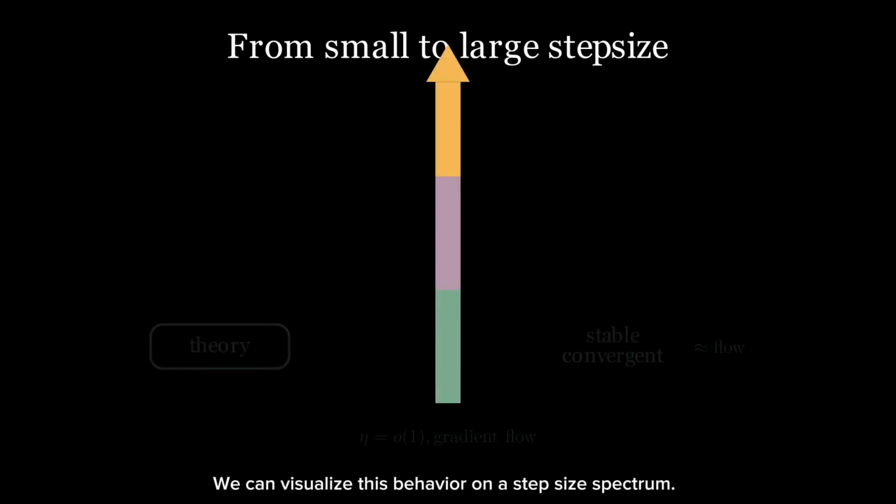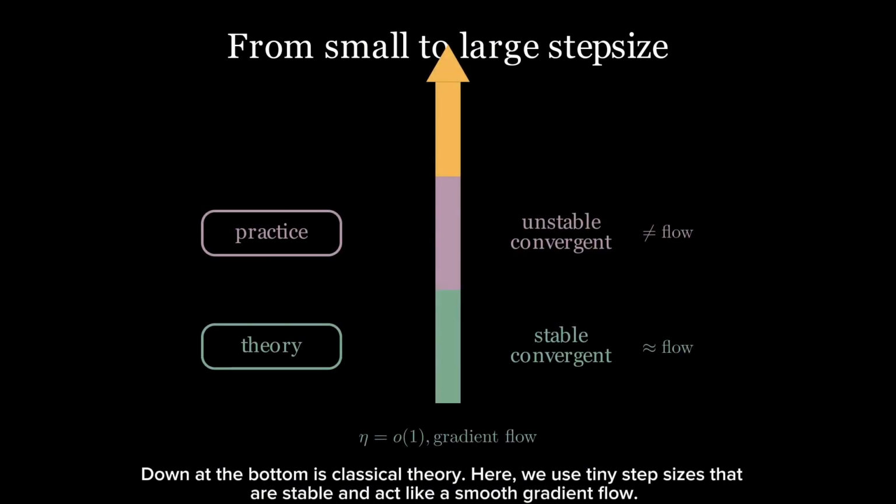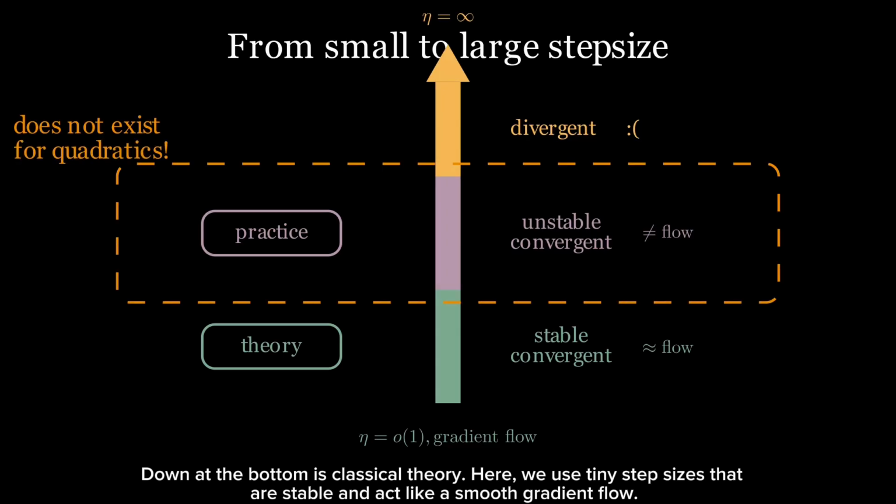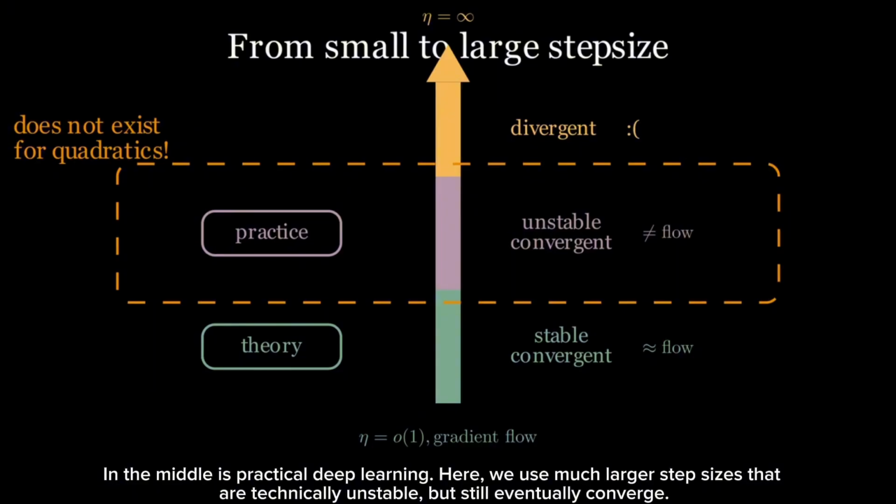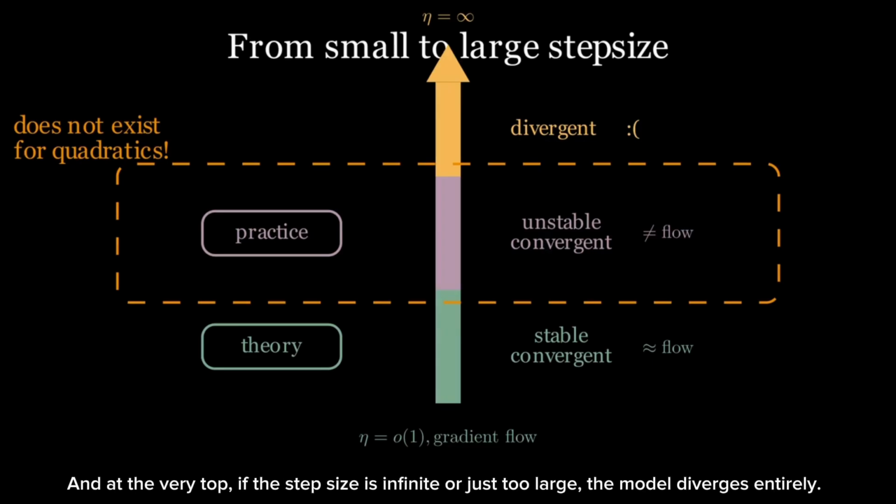We can visualize this behavior on a step size spectrum. Down at the bottom is classical theory. Here, we use tiny step sizes that are stable and act like smooth gradient flow. In the middle is practical deep learning. Here, we use much larger step sizes that are technically unstable, but still eventually converge. And at the very top, if the step size is infinite or just too large, the model diverges entirely.